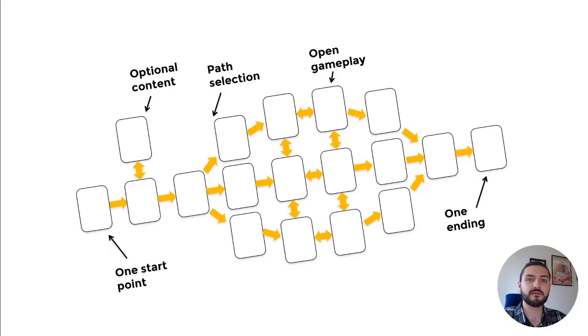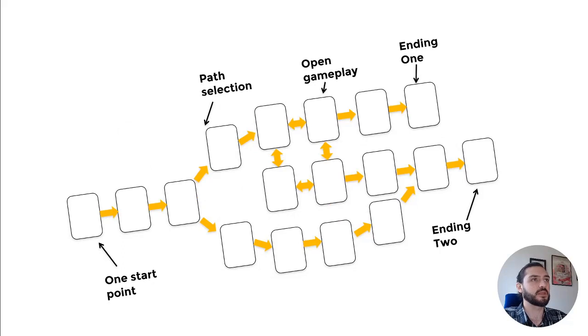So this level design begins with one starting point and starts quite linear, but it also has one branch off for optional content, should the player wish to engage with it. It then branches out into three scenarios or events, and this is the beginning of our open gameplay structure. So you've got this open gameplay segment, which then funnels back into a linear single end.